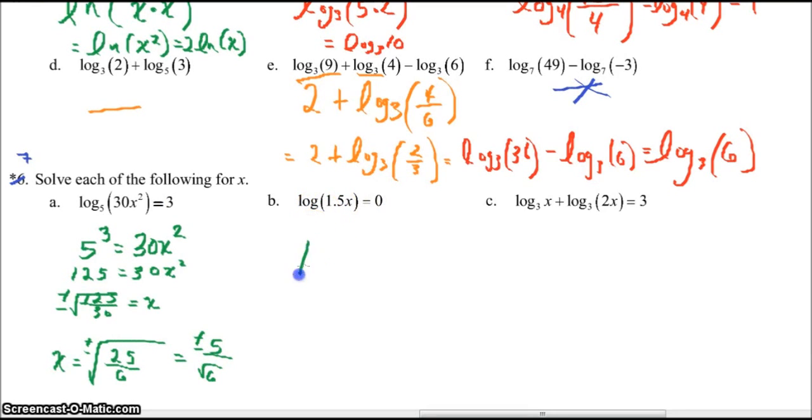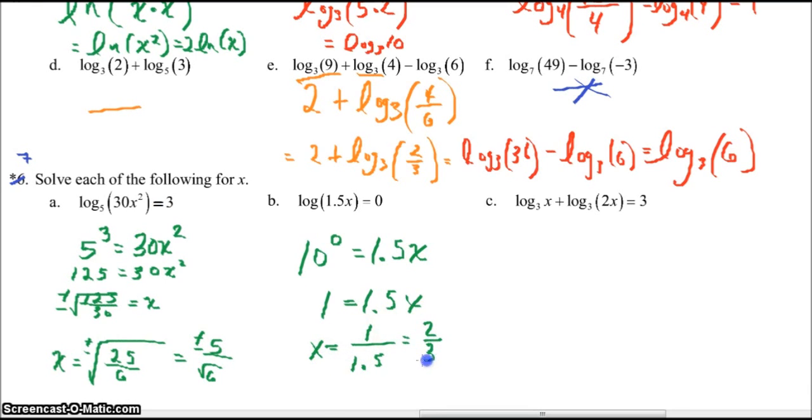Okay, this one, 10 to the 0 equals 1.5x. So 1 equals 1.5x. So x is 1 over 1.5. It's also the same as 2/3.